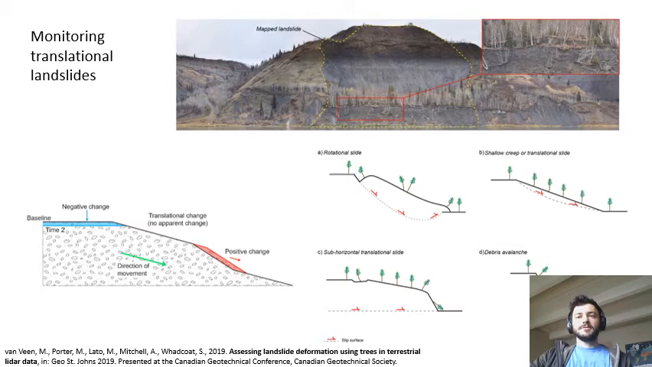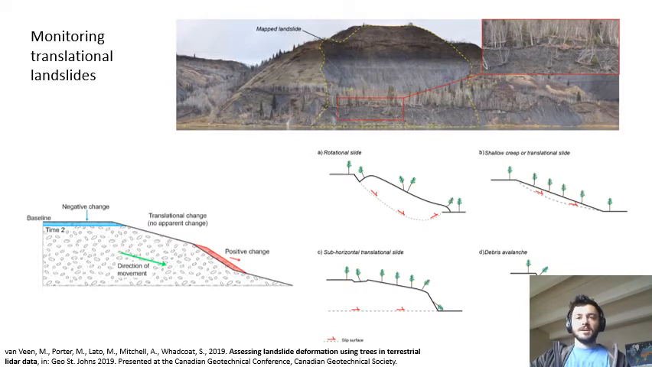So we want to be able to measure the deformation of landslides that are occurring along infrastructure of interest, and a lot of times we use terrestrial LiDAR to do this, but it's difficult in certain situations where the landslides have movement directions that are inappropriate for the position of the LiDAR.